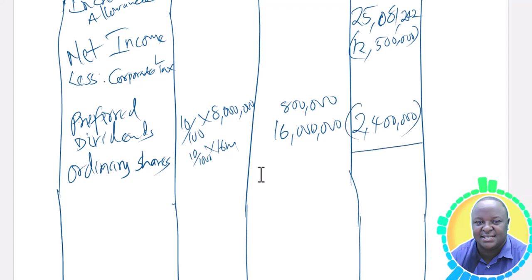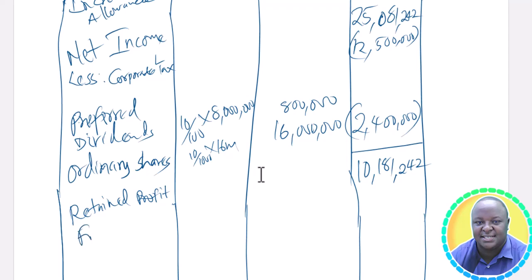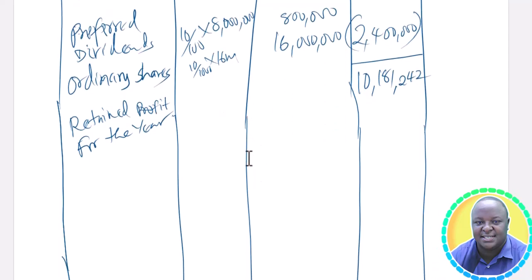So if you less the dividends plus the corporate tax from the net income, you're going to get what we call, if you less that, you're going to get 10,181,242. You can confirm. This is going to be referred to as retained profit for the year. This is going to be the retained profit for the year.